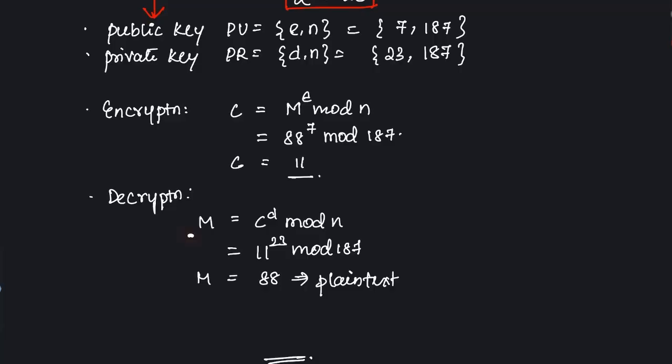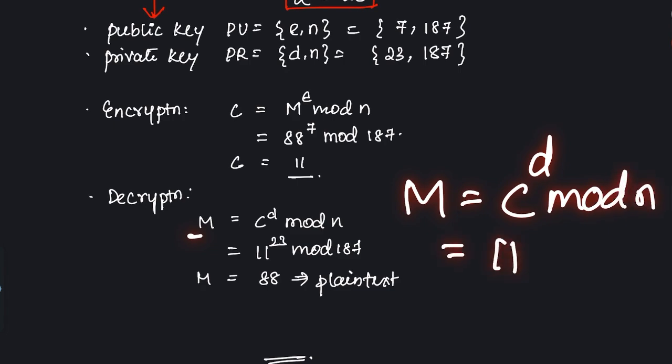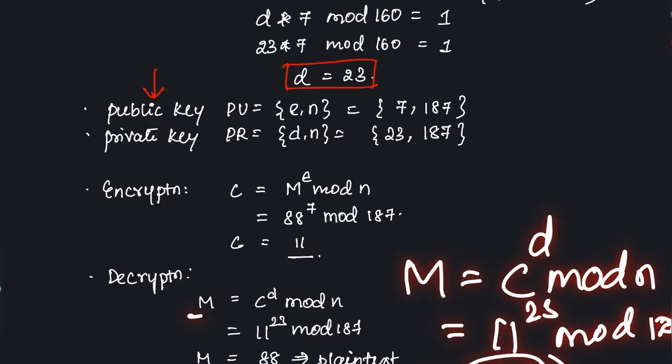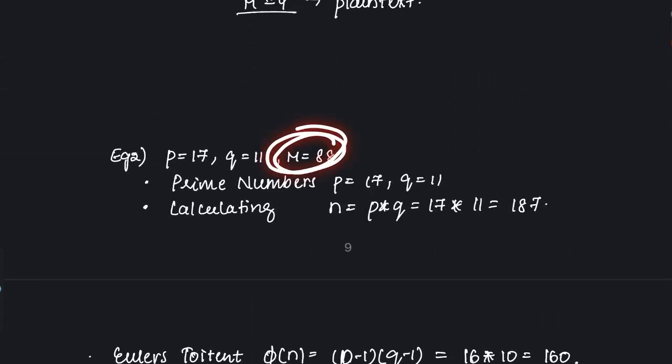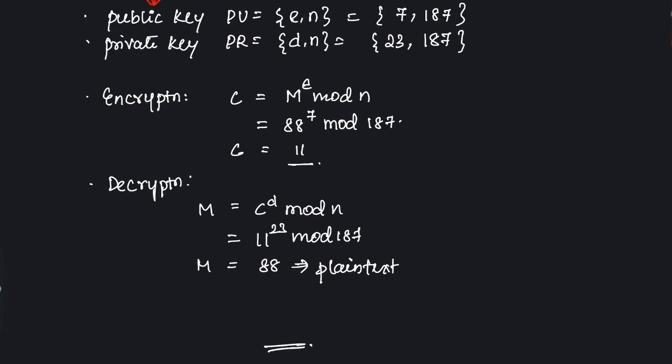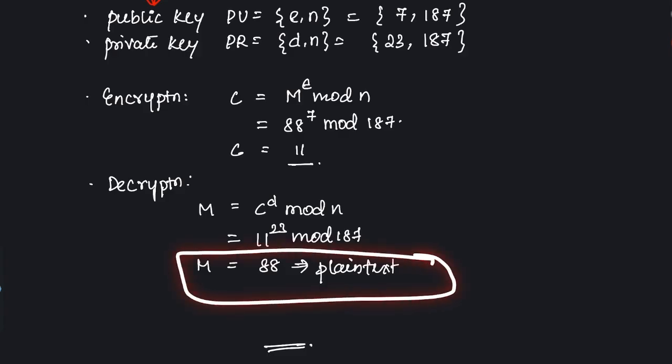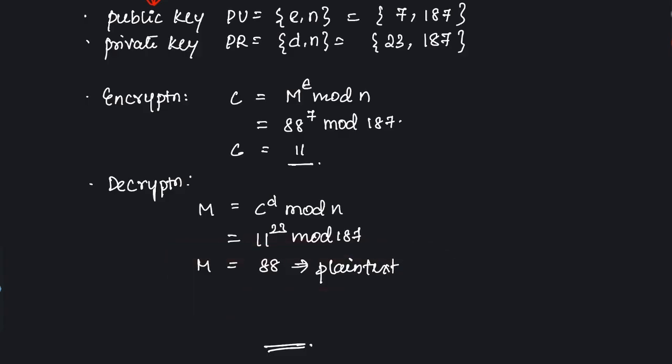Okay, next I have to do the decryption. In order to get the plain text, I have to take cipher text to the power private key and mod of N. 11 power 23 mod of 187. The answer would be 88. So before encryption the plain text was 88, and after encryption and decryption also the value is 88. This means that our transfer of the message or communication has been securely completed.